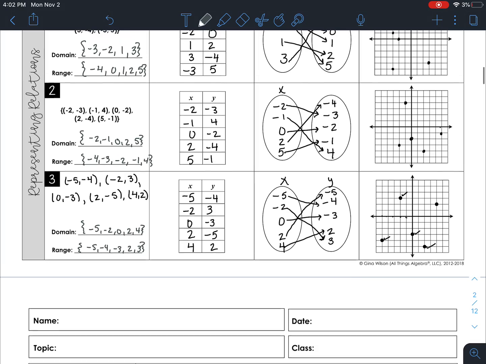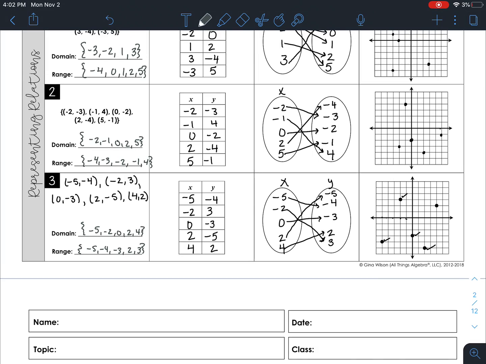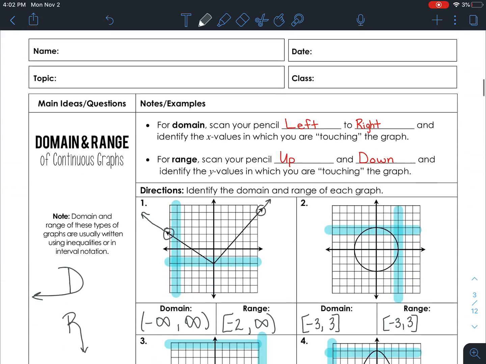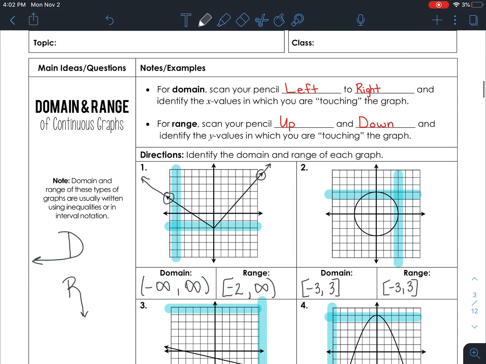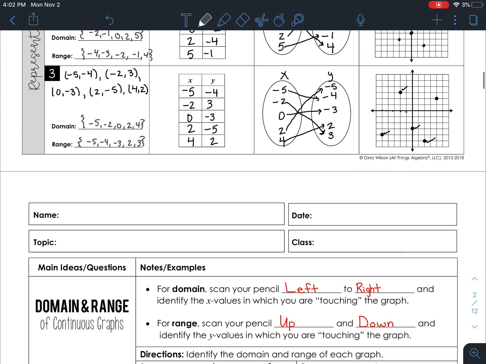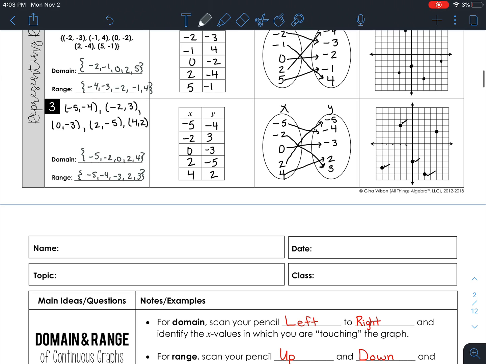So you kind of notice the difference between these discrete graphs where they're just dots versus the continuous graphs where it's lines. Interval notation for continuous, squiggles for dots or discrete.